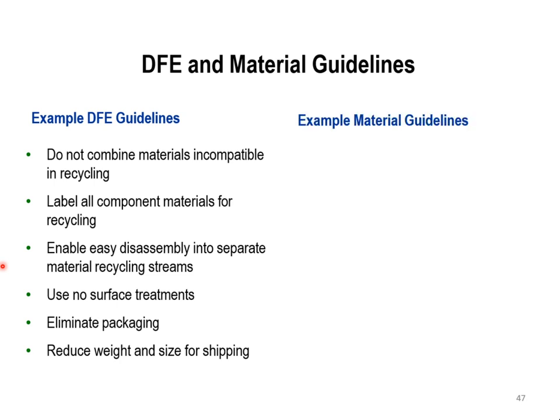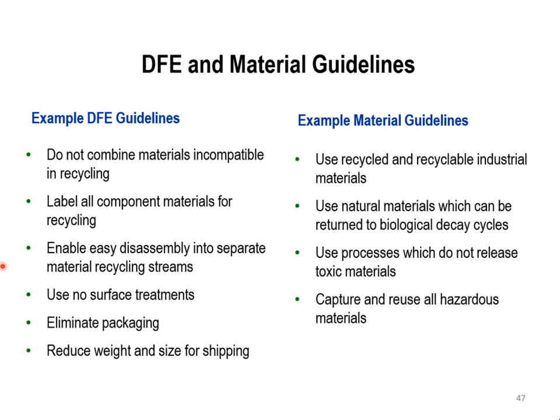Now, examples of the material guidelines are: first, use recycled and recyclable industrial materials. Use natural materials which can be returned to biological decay cycles. And use processes which do not release toxic materials. Finally, capture and reuse all the hazardous materials.